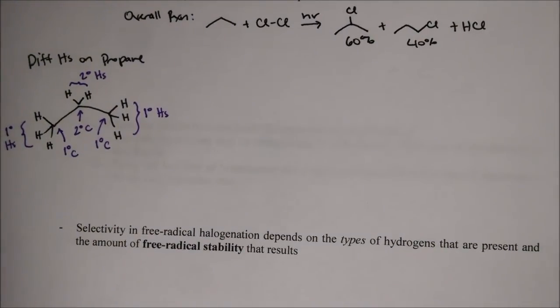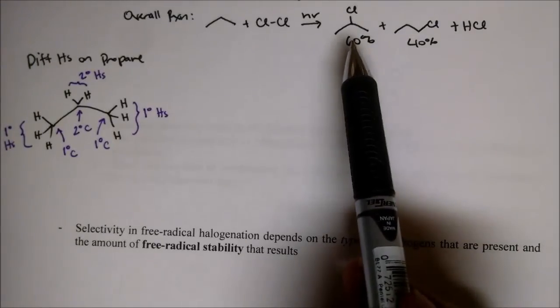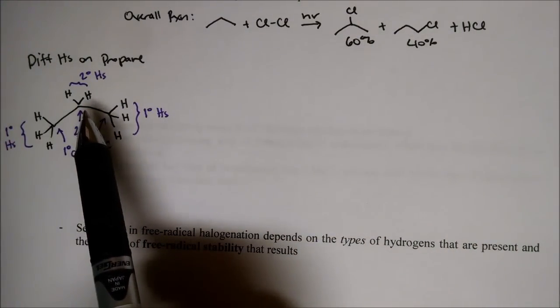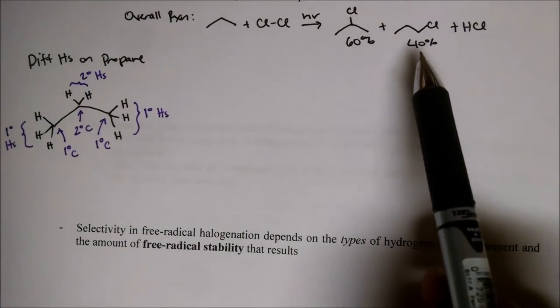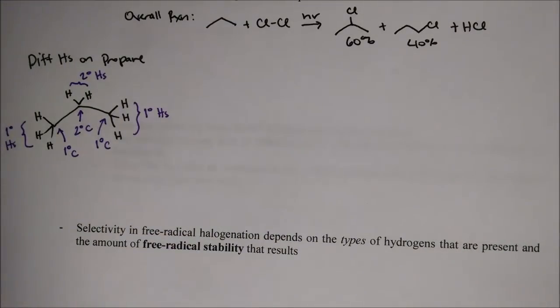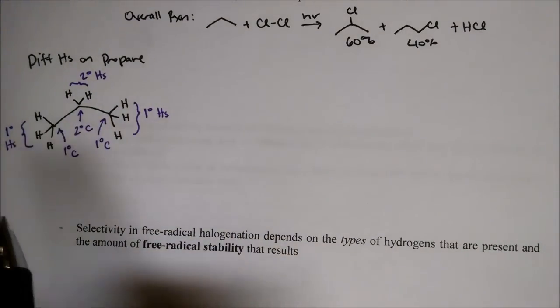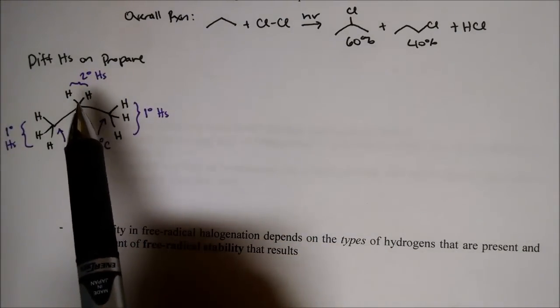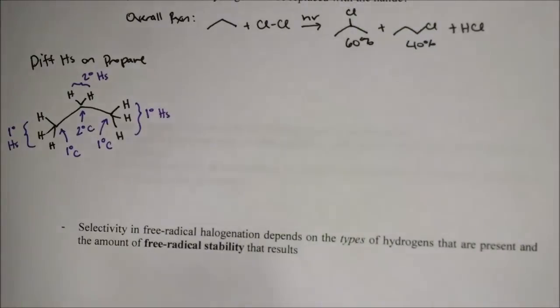They do have different reactivity because you can see here, the one that gave us the most product was a secondary H that was replaced. And the one that gave us the smaller amount of product, only 40% of the product, was a primary hydrogen that was replaced. And it could have been from either side, it doesn't matter, it's symmetrical. But again, we only have 2 secondary hydrogens, yet they accounted for 60% of the product.